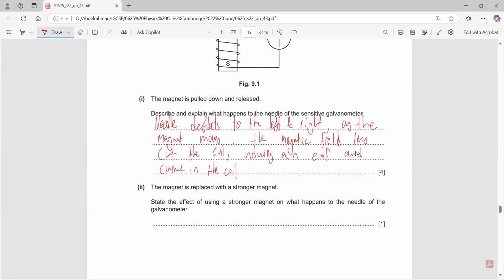Okay, the magnet is replaced with a stronger magnet. State the effect of using a stronger magnet on what happens to the needle of the galvanometer. If you use a stronger magnet, what happens? It will have a larger deflection, yes? A larger deflection.